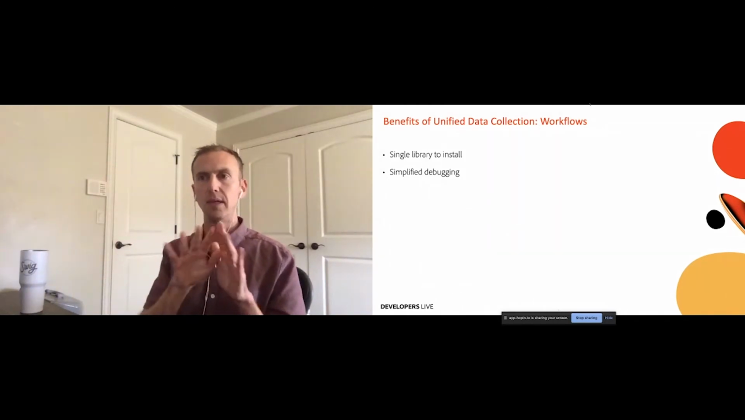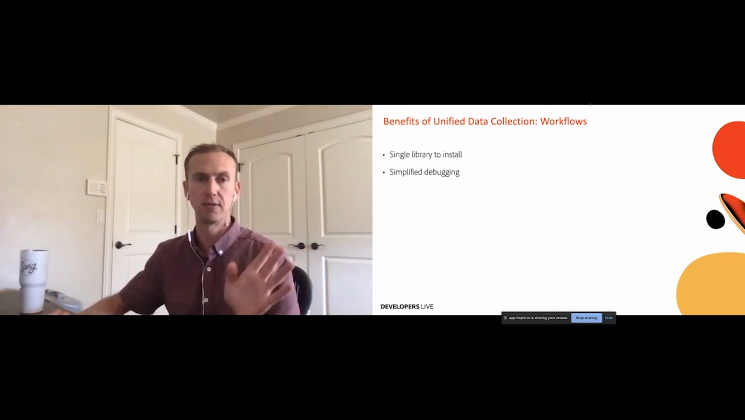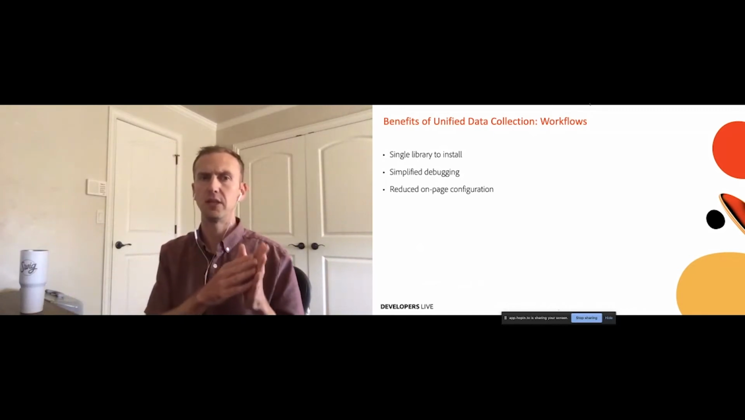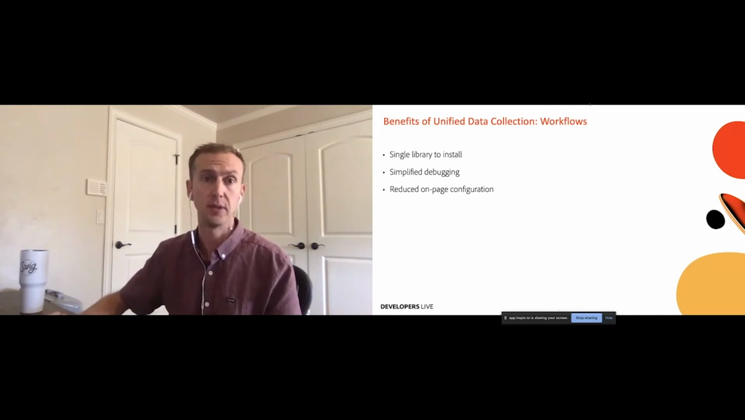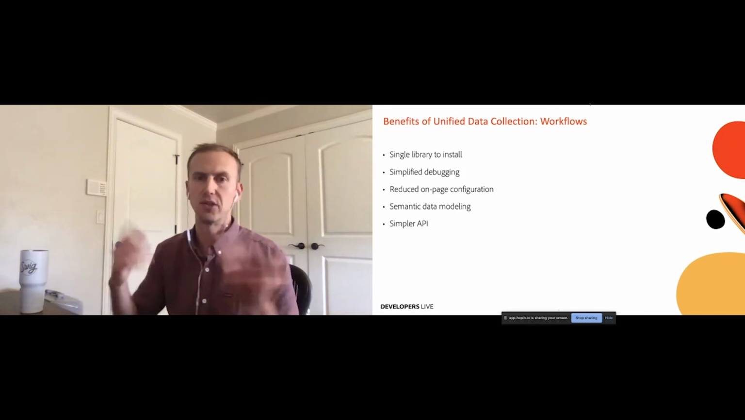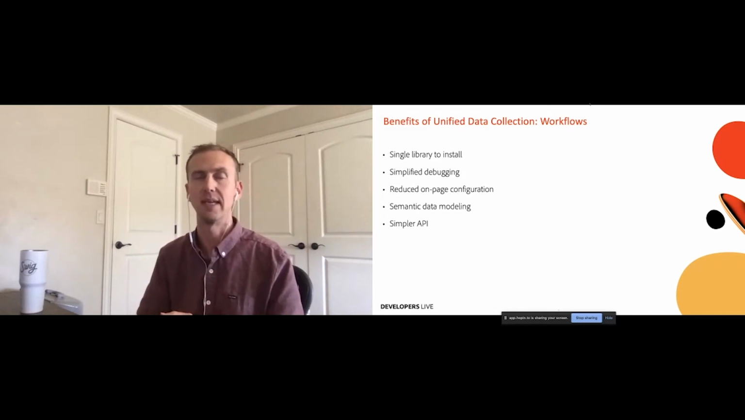And so you get a much more transparent idea of what's happening with your data as it flows through different systems. Like I said, with the edge configuration, we're reducing the amount of on-page configuration that has to be done, which can simplify things for some customers. Semantic data modeling, so they can talk about data as they want to. And then a simpler API. So there's just one API to learn instead of a bunch, but also we added some nice things in there that make it simpler as well.